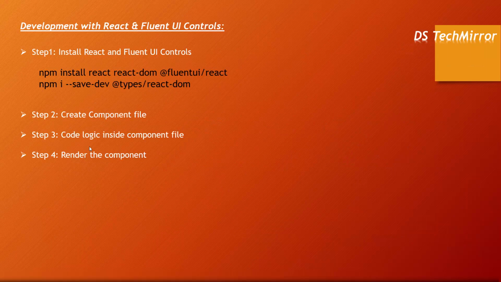For today's video, I have created these 4 steps at a high level, which we are going to follow to learn how we can use React and Fluent UI controls inside a Power Apps component framework project. As a first step, I will install the React and Fluent UI controls. Then we will create the component file, then the code logic inside the component file, and finally we will see how we can render the component.